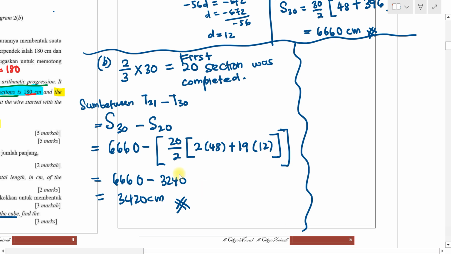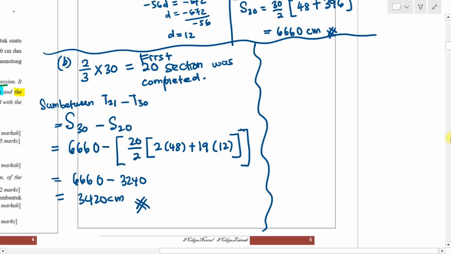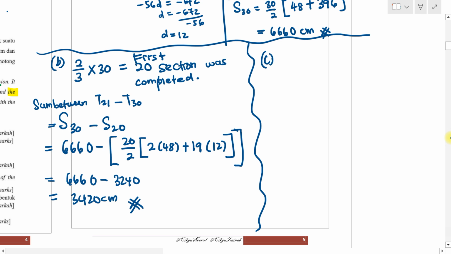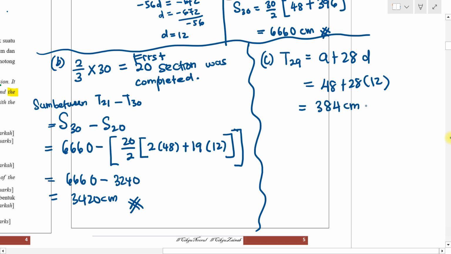And then, we need to see how much wire they use here. This is actually a little bit of a trick. So, let's calculate T29 first. Second longest. So, A plus 28D. Your A is 48. D is 12. So, 48 plus 28 multiplied by 12. You will get 384 centimeter.